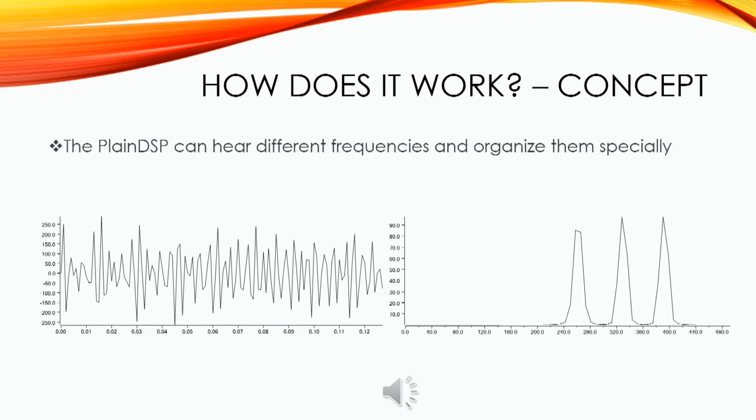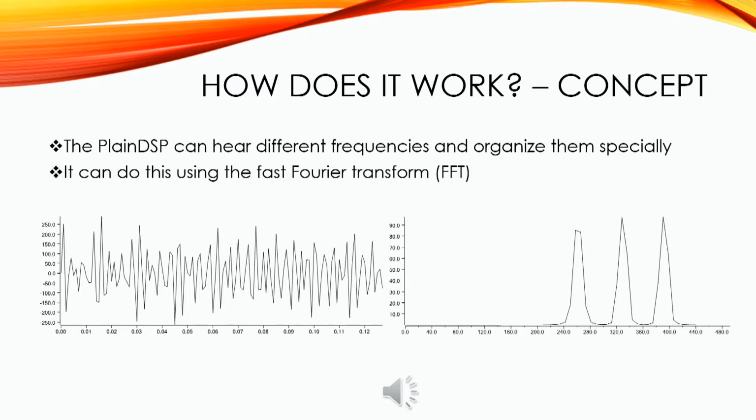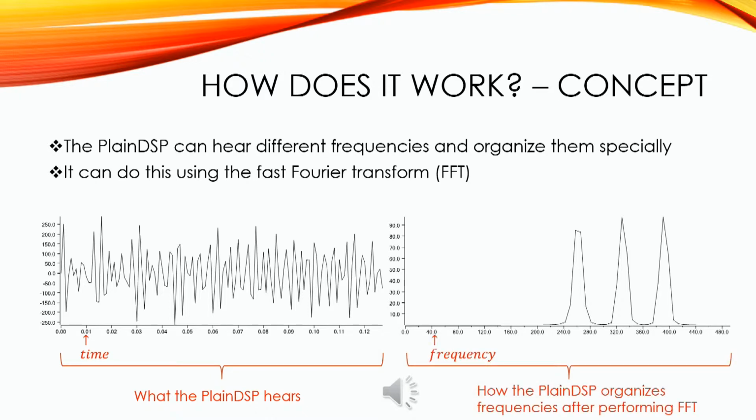So how does that work? Well, it turns out that the PlainDSP is a special device with special code on the Arduino that can hear different frequencies and organize them very specially. It can do this by using what's called the fast Fourier transform, a very advanced mathematical concept that allows us to take things from one domain, for example the time domain that the PlainDSP hears, and transform it into the frequency domain. So something that's useful for us would be to know how many frequencies are present in the sound there on the left and decompose that and understand that by using the fast Fourier transform.